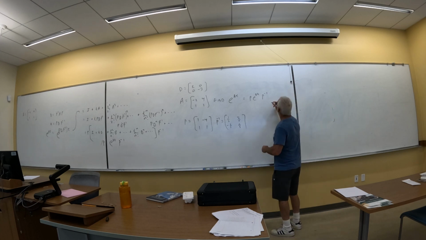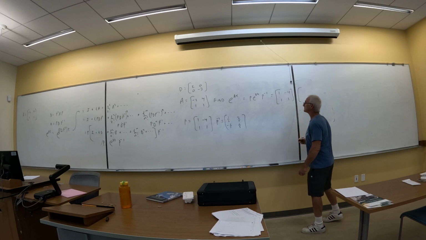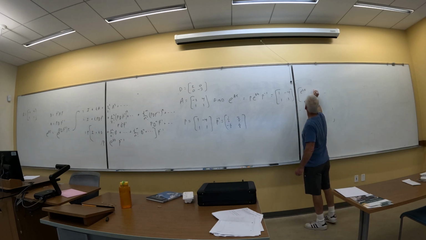So, this is 1, -4, 1, 1. What is this matrix right here? E to the 2t, 0, 0, e to the -3t.